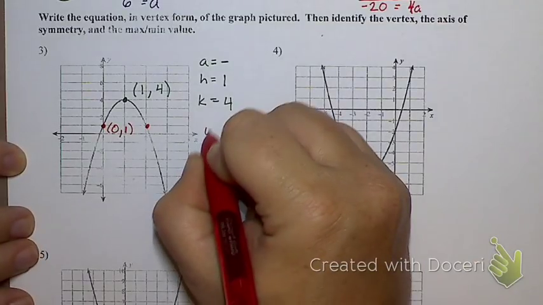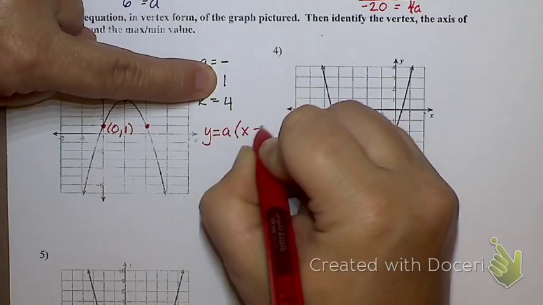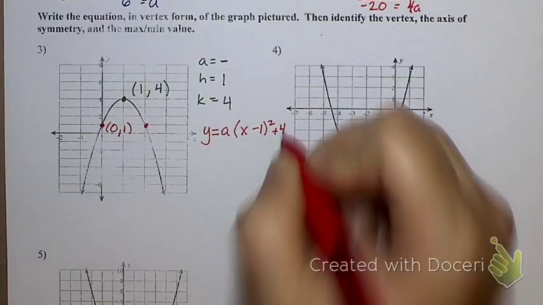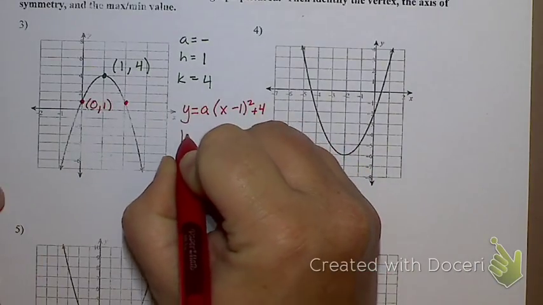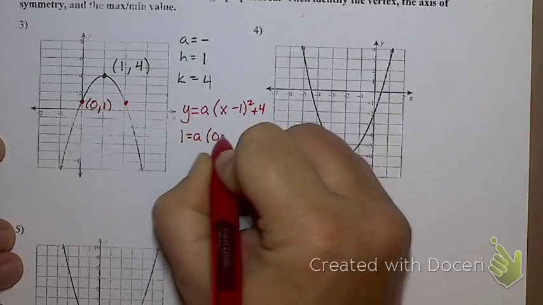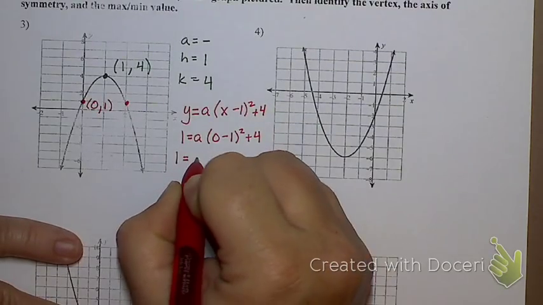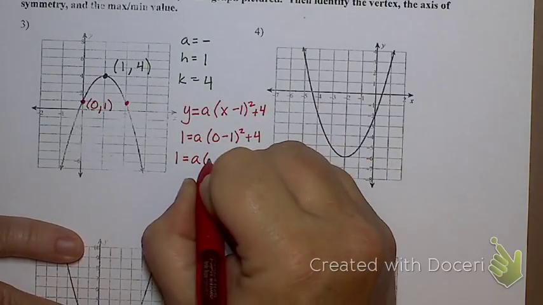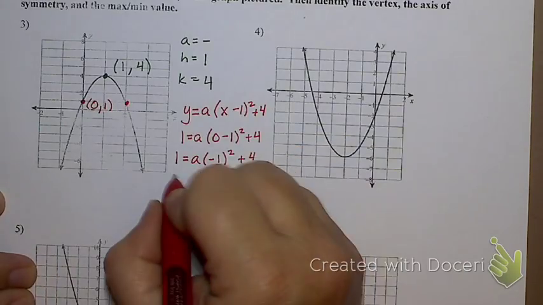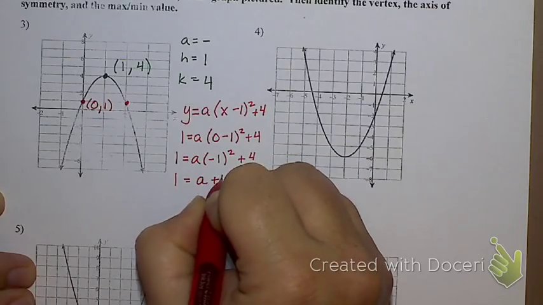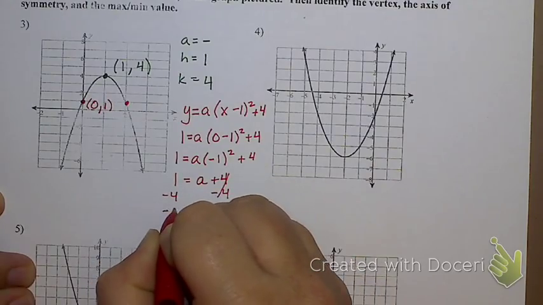Let's look. My equation would be y equals A parentheses X minus 1 squared plus 4. Okay. So what am I going to plug in for y? 1. 1 equals A parentheses 0 minus 1 squared plus 4. So let's see. What's 0 minus 1? Negative 1. What's negative 1 squared? 1. So I'm going to have 1 equals 1A plus 4. So I'm going to subtract 4. And A equals negative 3.